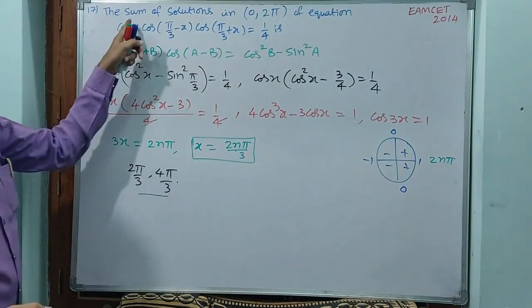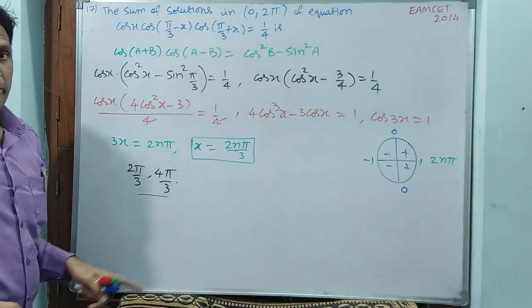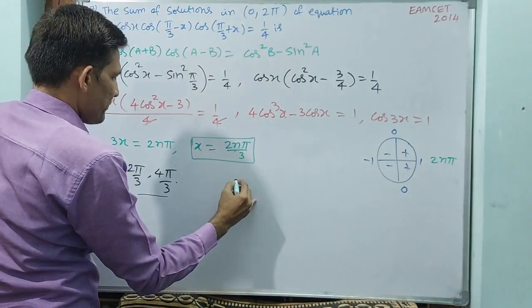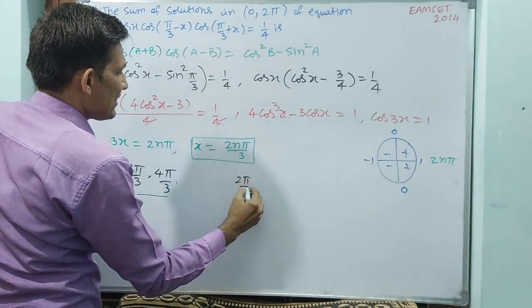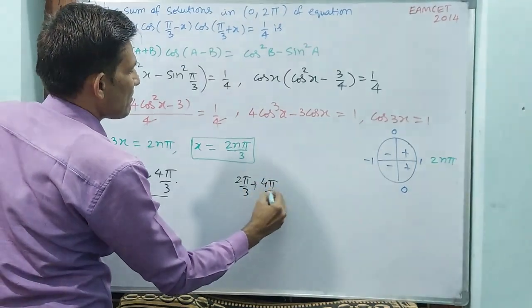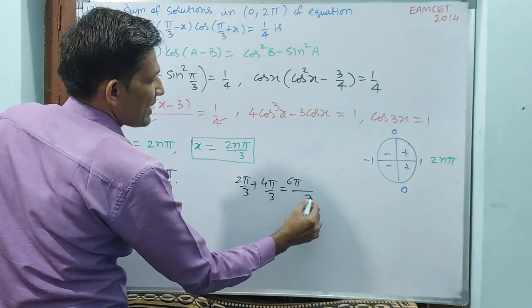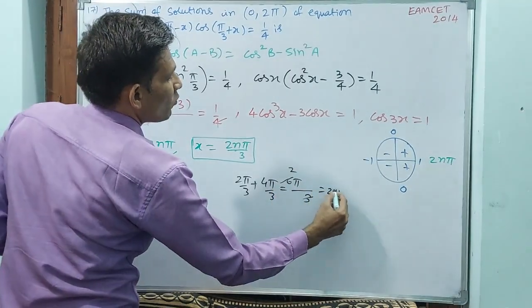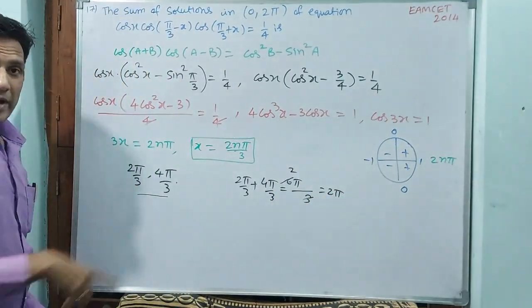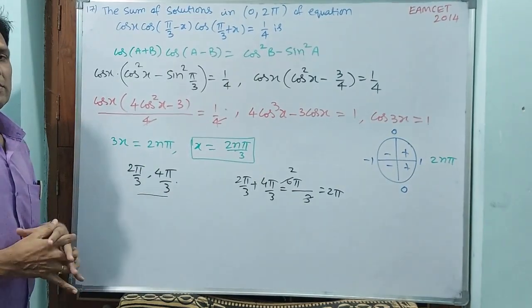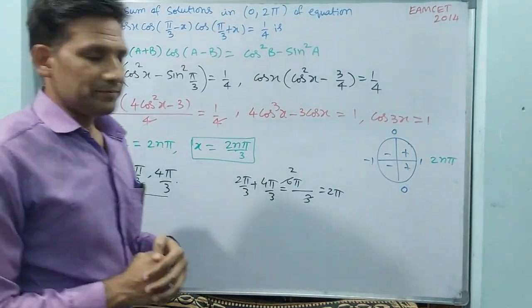But you have to sum these solutions. That means 2 pi by 3 plus 4 pi by 3, with LCM 3, is 6 pi by 3, which is 2 pi. That means your answer is 2 pi. Like this you have to solve this question. Let us go for the next question.